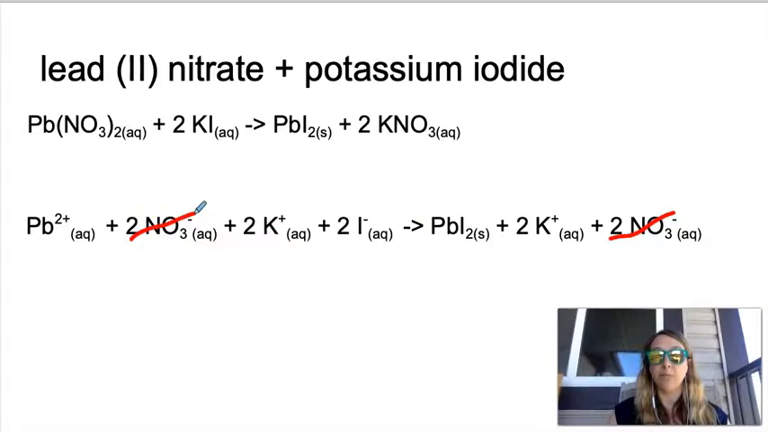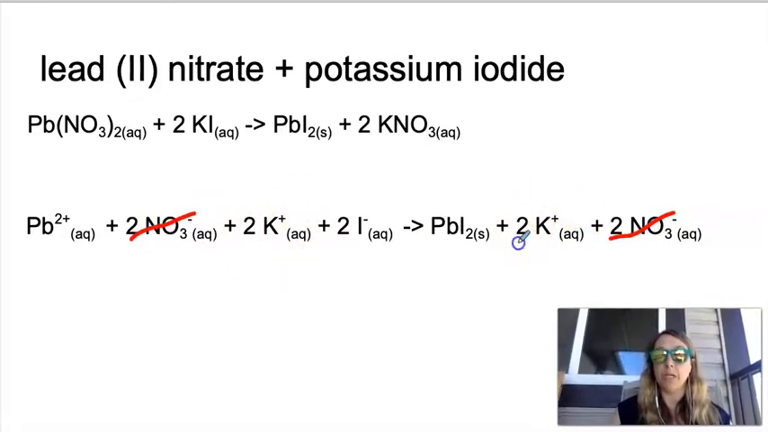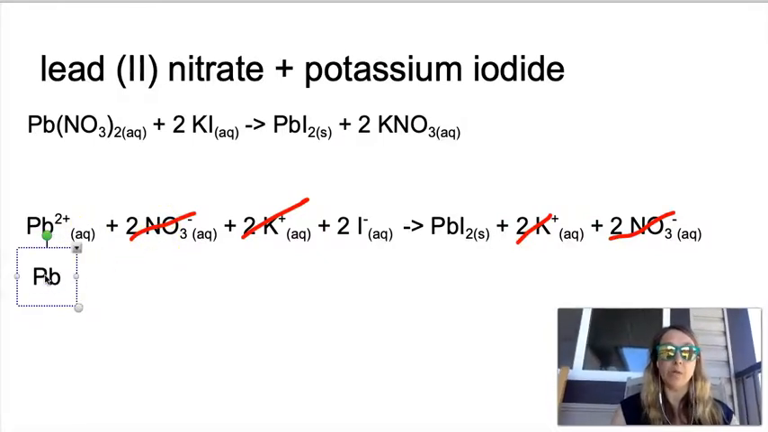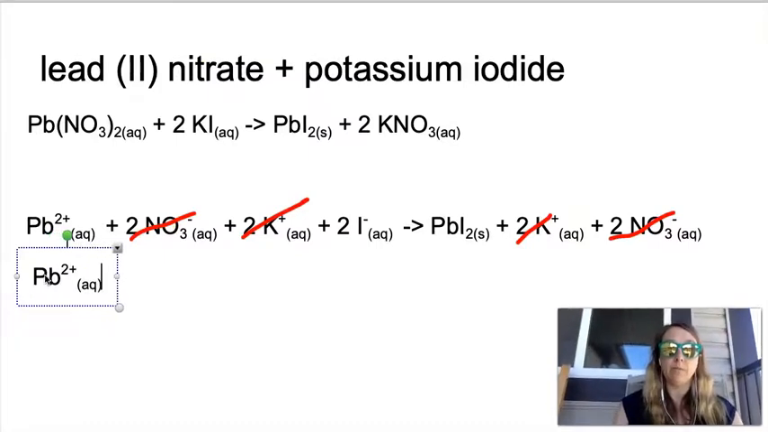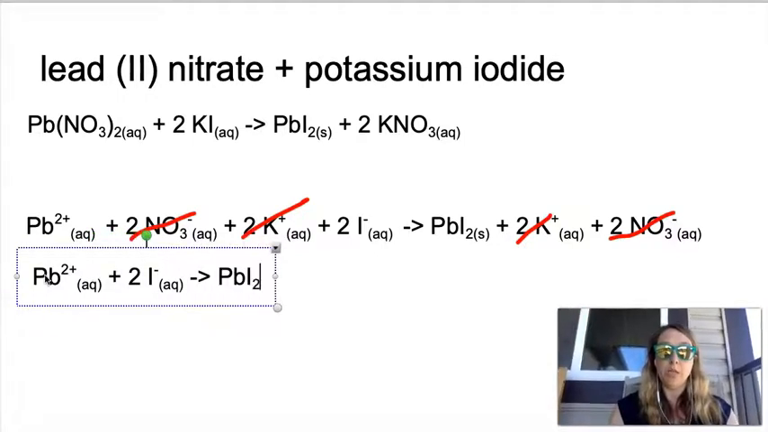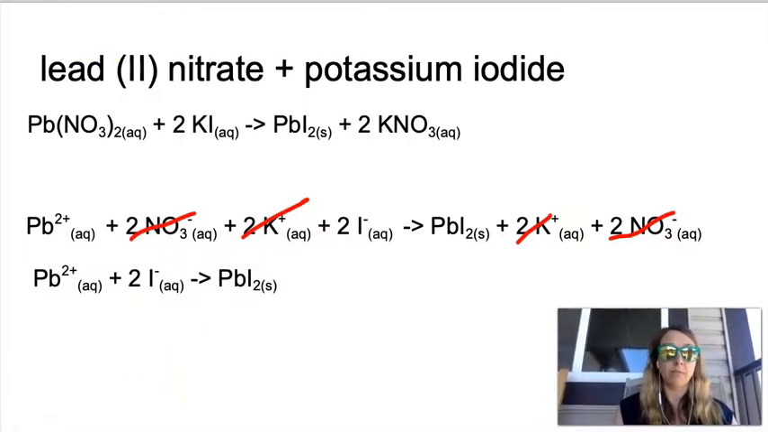It was a spectator. Okay, the next thing we have is 2K+ aq. And again, here's 2K+ aq. So that means that was a spectator as well. We're not interested in it. Then we have 2I-. There's no 2I- aqueous over here. So what we are left with is our net ionic equation. So when we want to write that, we would write Pb2+ aq plus 2I- aq turning into PbI2 solid. Okay, and it's just going to look like that.